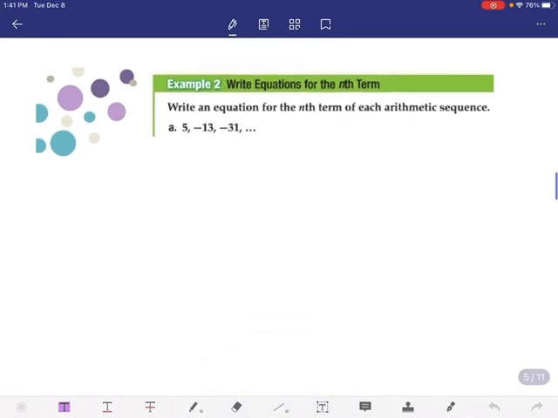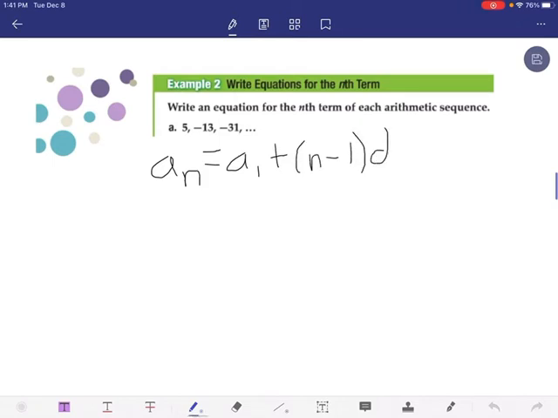So it says write an equation for the nth term of each arithmetic sequence. So sometimes they don't want us to find a specific one. They want us to find just the general formula instead. So again, we're still using that a sub n equals a sub 1 plus n minus 1 times d. Now this time, instead of plugging in a number for n, I'm going to leave that as the variable.